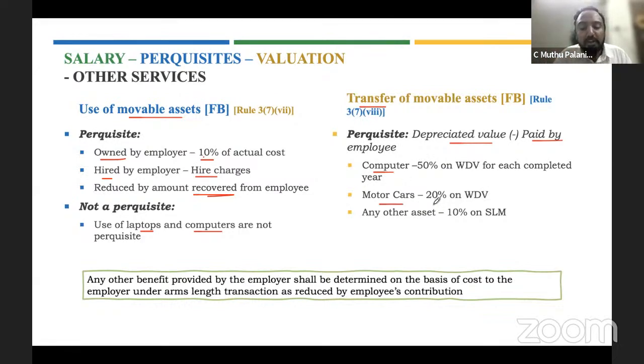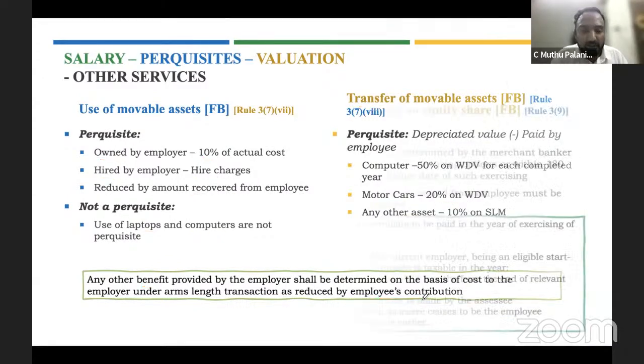If it's a motor car, I need to provide 20% on WDV. Same thing, but it is 20%. If it is any other asset, 10%, but it is straight line method. If it is any other asset other than the computer or motor car, it will be 10% on straight line method, like your normal wear and tear. So for any other benefit, something other than all these we have discussed, you take the cost to employer as reduced by employee's contribution. So you take the cost minus the employee's contribution.